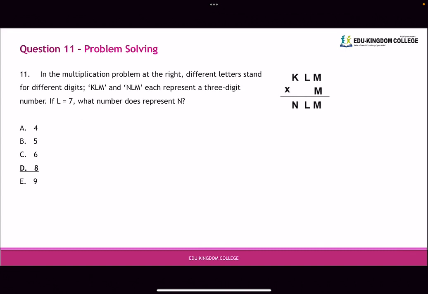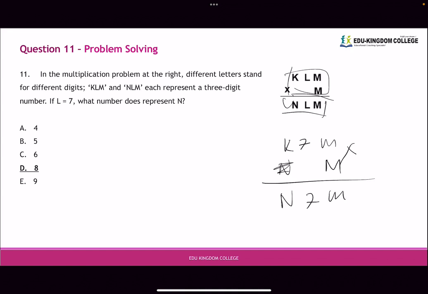Now our last problem, so we have KLM and LM. Each letter represents a different number. L is 7, so we have K, 7, M, N, and then we have another M here, times by N, and then we have N, 7, M. Now, let's calculate what the M is going to be first.